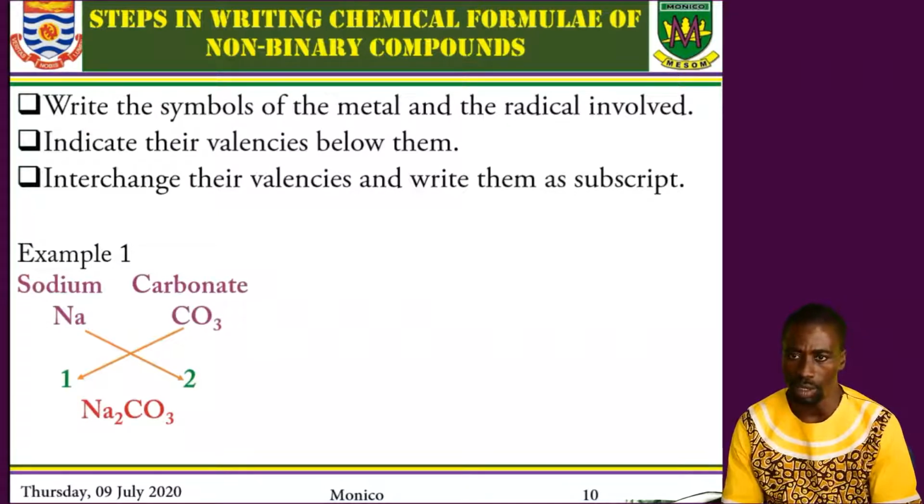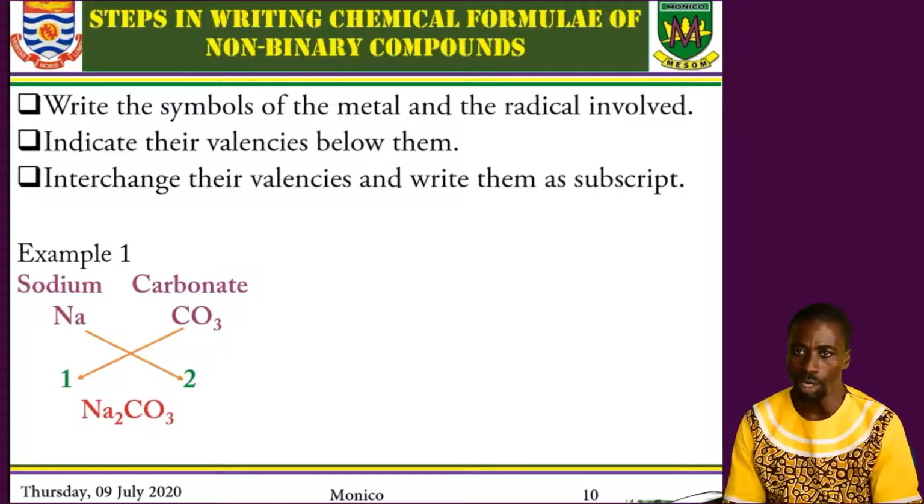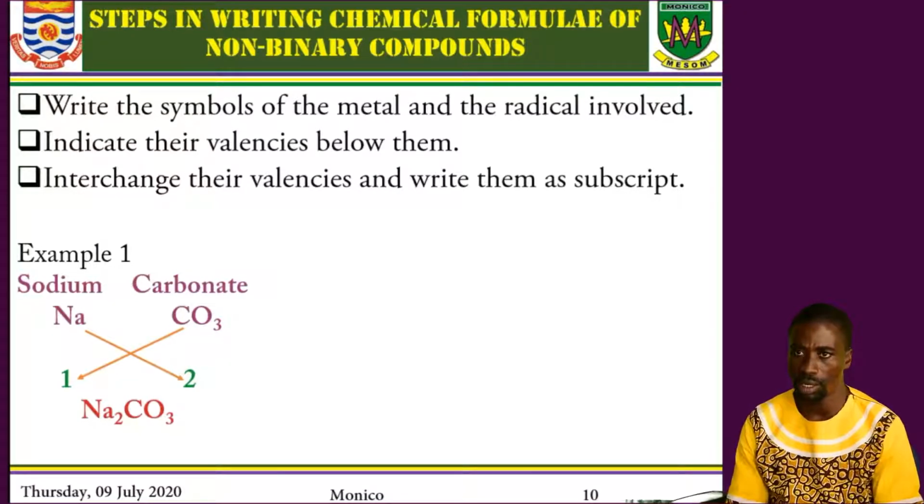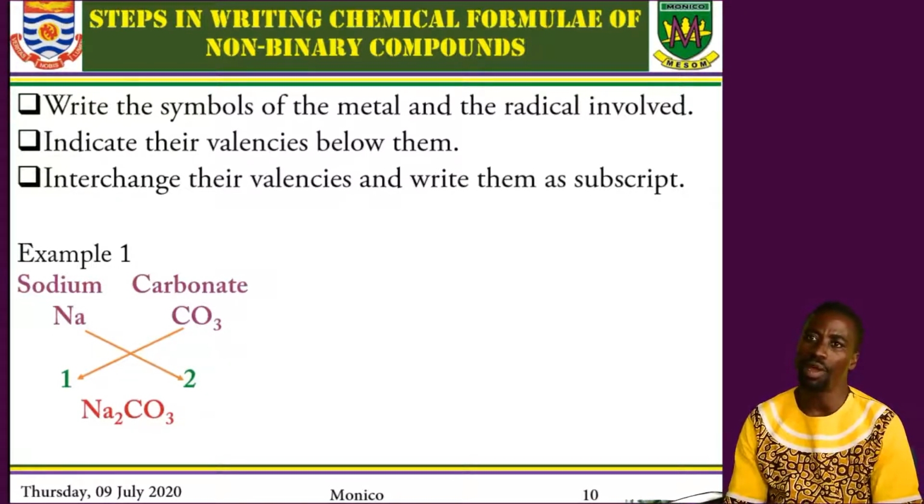So the bond is Na2CO3. So 1 molecule of sodium carbonate, or sodium trioxocarbonate(IV), contains 2 atoms of sodium, an atom of carbon, and 3 atoms of oxygen. Okay, I hope this is also very simple for you.